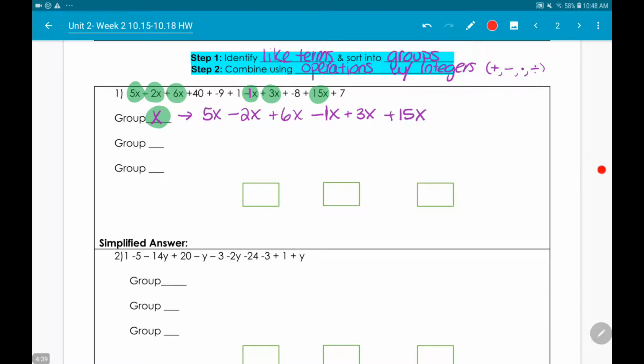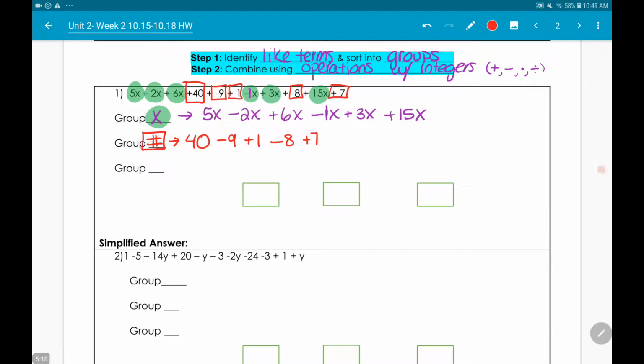So now I'm going to get a different color, and I'm going to use a different shape. And now what's next is I have my number group. So I'm going to put a square around all the numbers that I see. Now these are constants because they have no variable. So that would be 40, -9, +1, -8, and +7. Now I automatically take the sign that is directly in front of it. So that's where I got those signs from. So that's our first thing.